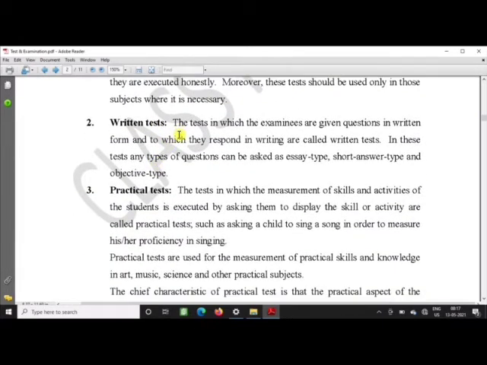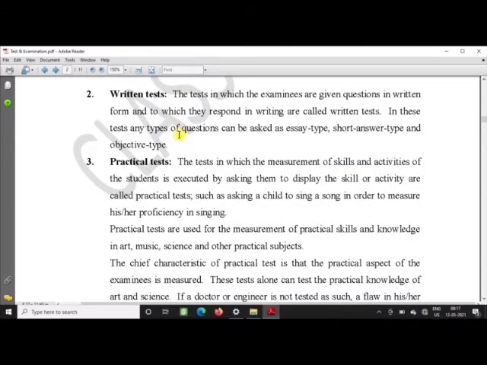So in a written test, there will be use of pen and paper. A set of question paper will be given, and the students will respond to this question paper. A time limit will be given, and they have to complete their written test within the time given. And here there will be essay type questions, short type questions, or objective type.